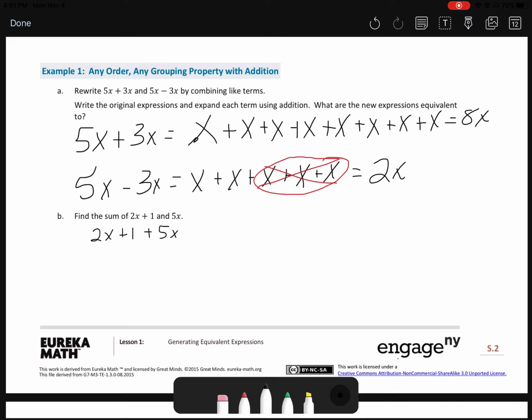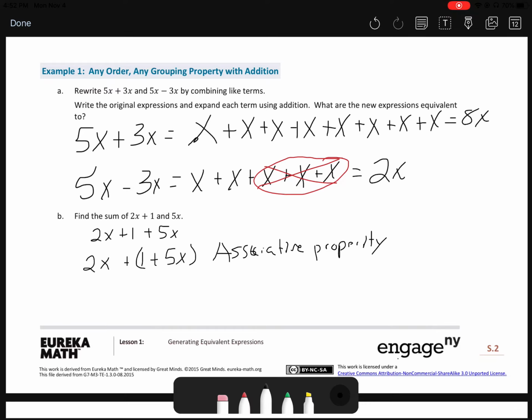Then let's use the associative property and change things around. 2x plus 1 plus 5x. Let's put my parentheses around this one using the associative property. Sorry, I wrote a little sloppy on that.